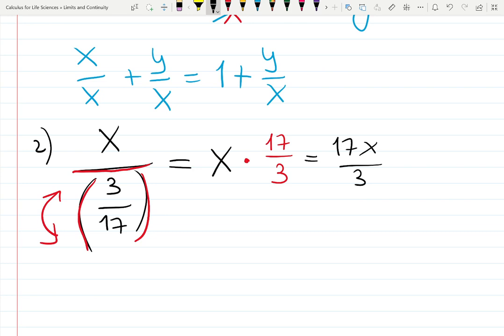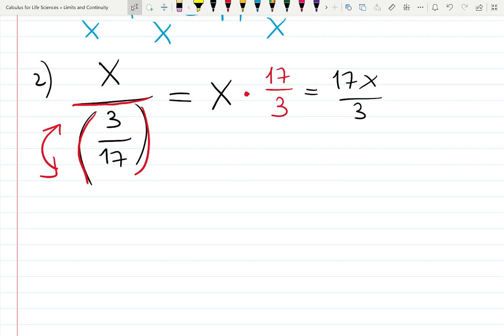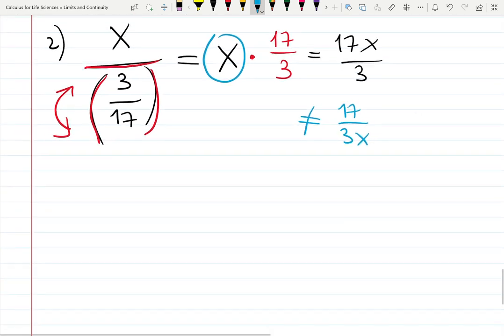No, not 3x. Actually, that's a good question. That's actually a very common question. Such a good job that you did that. It is 17x over 3, but you cannot put it as 17 over 3x, because when you multiply by x, it can't go to the denominator. Remember that. It will happen soon, so you will see why it's important.